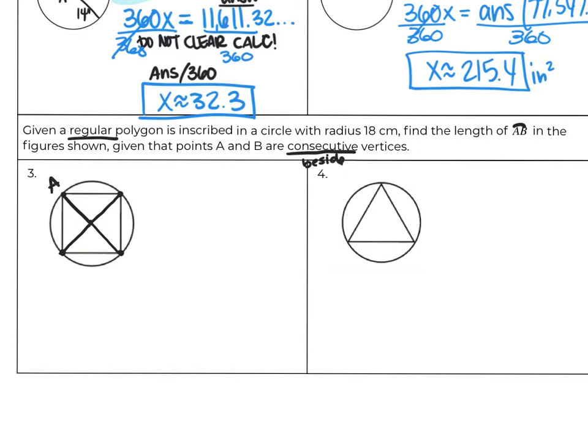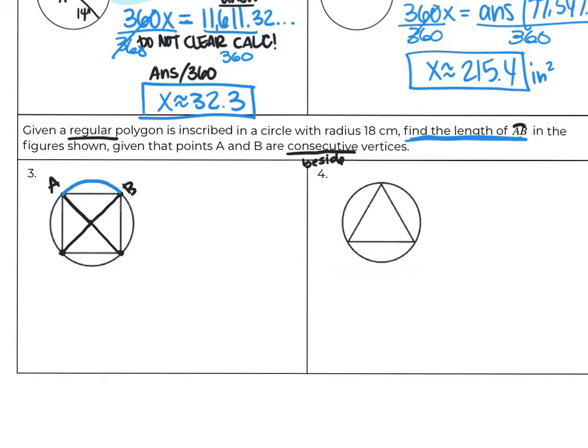So on 3, this could be A, this could be B. If I put A and B here, it doesn't matter, as long as it's any two next to each other, because since all of these sides are congruent, all of these arcs will be congruent, okay? But they're only asking for 1. It says find the length of arc AB. So we're looking for this.